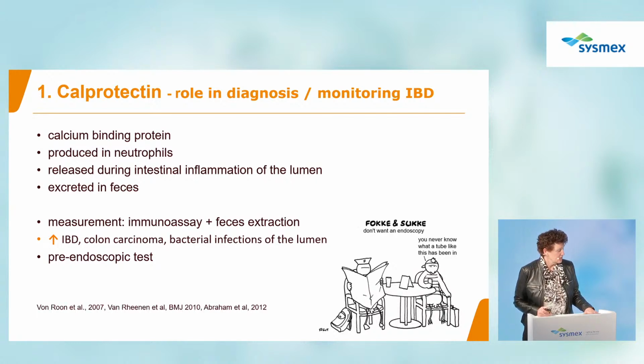Calprotectin, like I said, is elevated in inflammatory bowel disease. It's also elevated in colon carcinoma or bacterial infections of the lumen. And you can use it as a pre-endoscopic test.